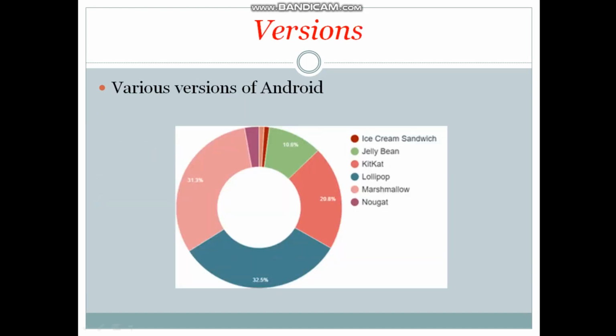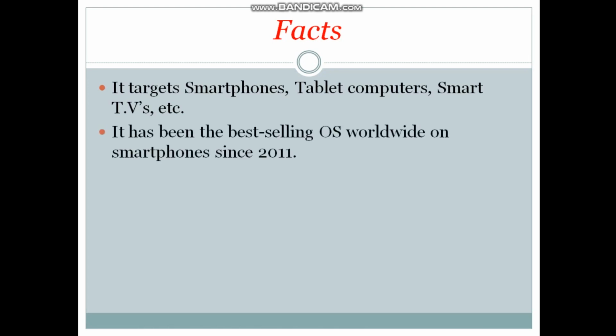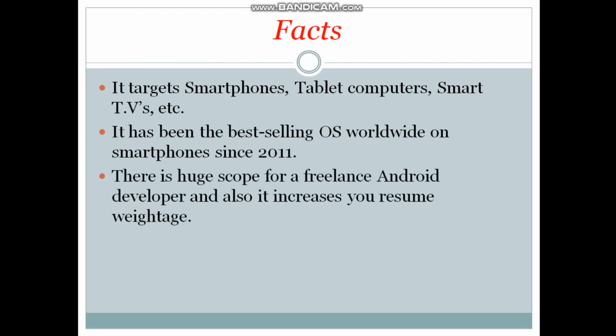On the screen, you can see various versions of Android, and it can be noticed that majority of the users are using the Lollipop and Marshmallow versions. Android operating systems target mainly the smartphones, tablets, smart TVs, smartwatches, etc. By 2011, it became the best-selling OS for smartphones, and by 2013, it became the best-selling OS for tablets as well. For the people who want to take Android development as a career option, there are many websites available through which you can freelance Android application development. This technology can also improve one's profile. Majority of Android was developed by Google.